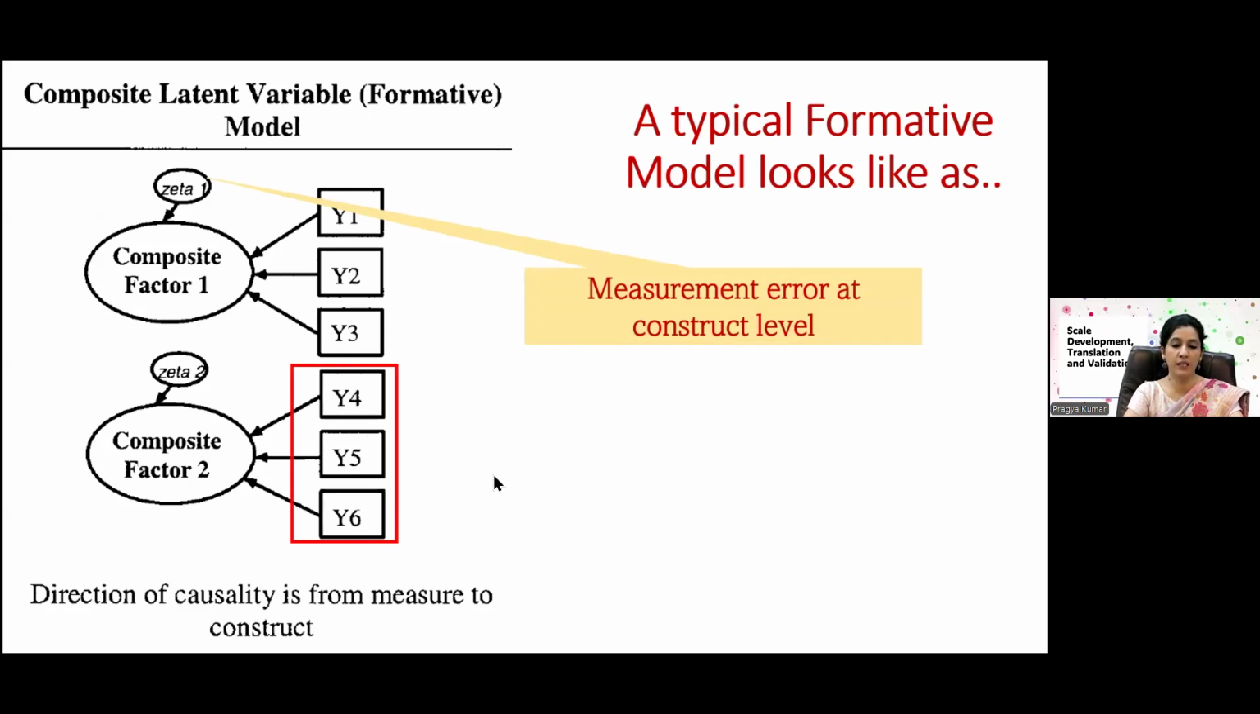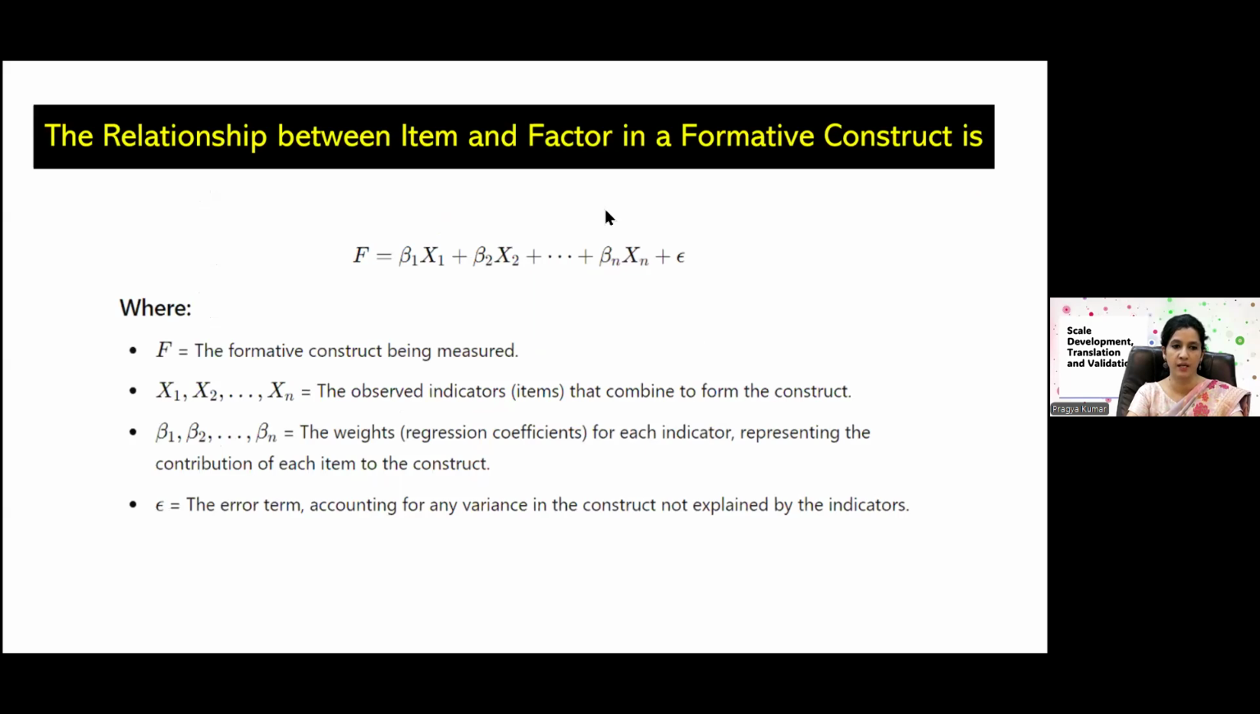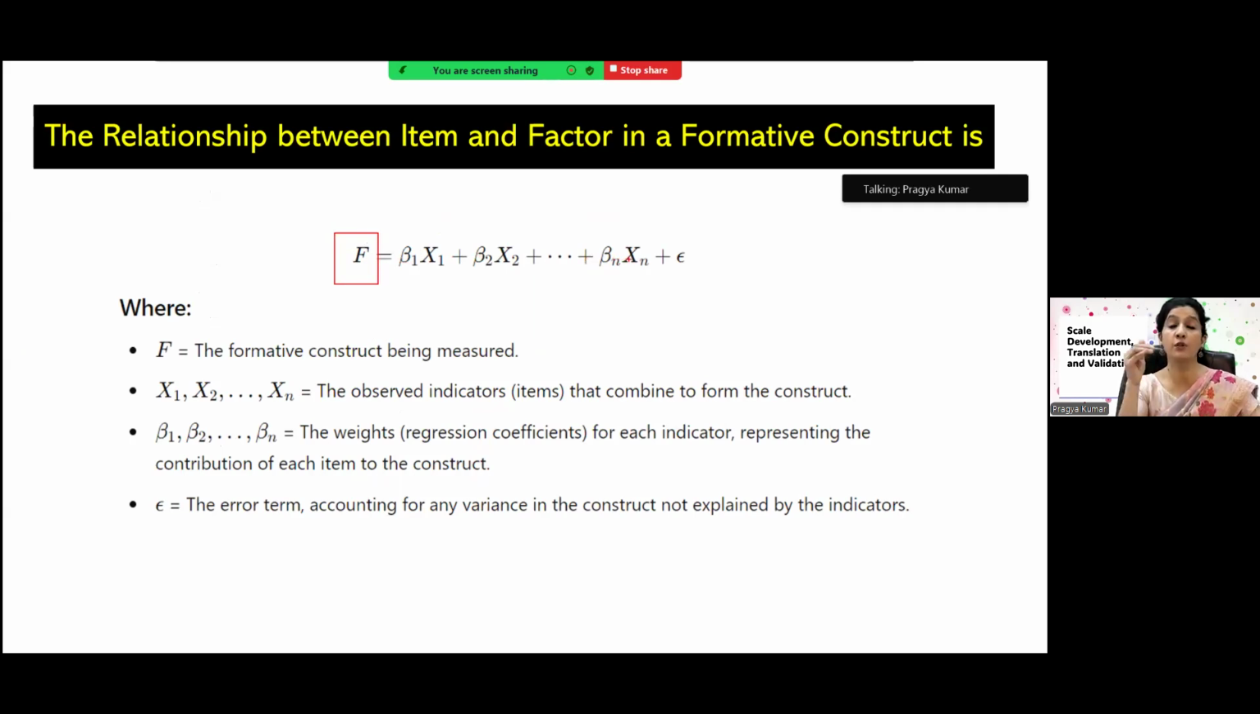And in case of a reflective model, the Y1, Y2, Y3, Y4, Y5, and Y6 were highly correlated. But here they will not be correlated. So items are not highly correlated. So how can you write the relationship here? This F is your factor. This will be your socioeconomic status. And this will be like a linear aggregation, which you do in linear regression.